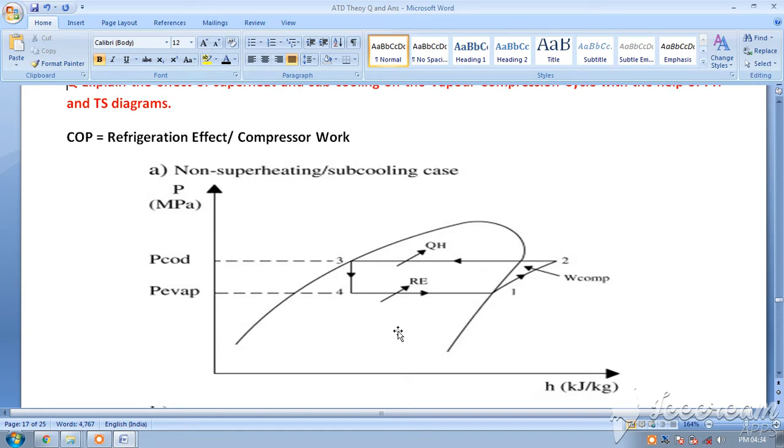Okay, and please understand, this is the subcooled region and this is the superheated region, and whatever is within this dome is the mixed region. This is all latent heat. This 4 to 1 is latent heat. From here to here it is latent heat. Only from here to 2 it is superheat. Okay.